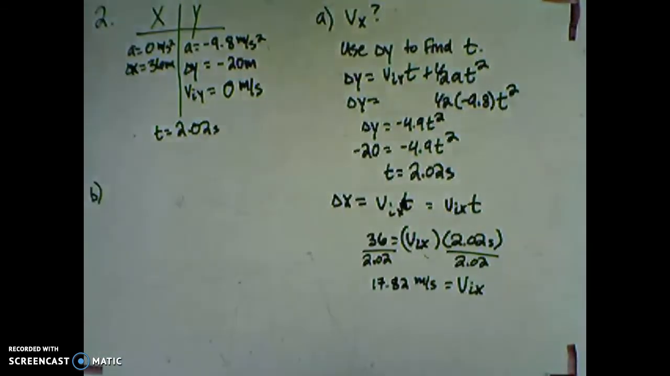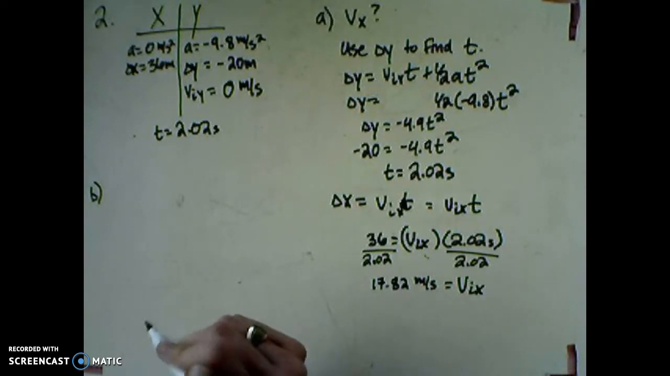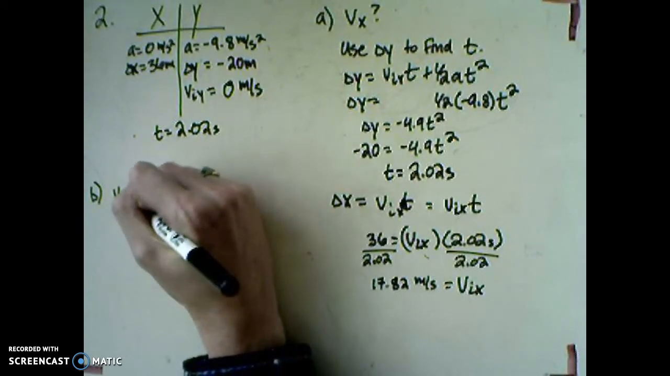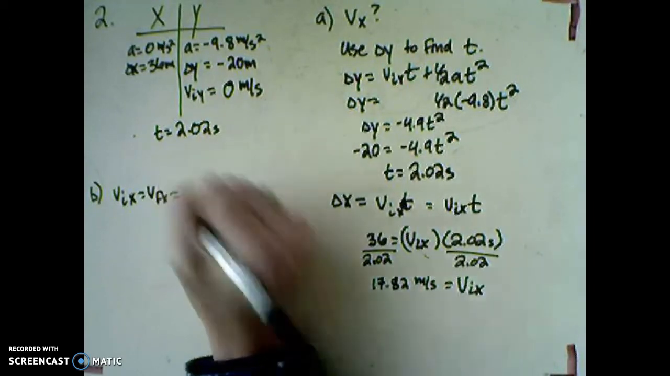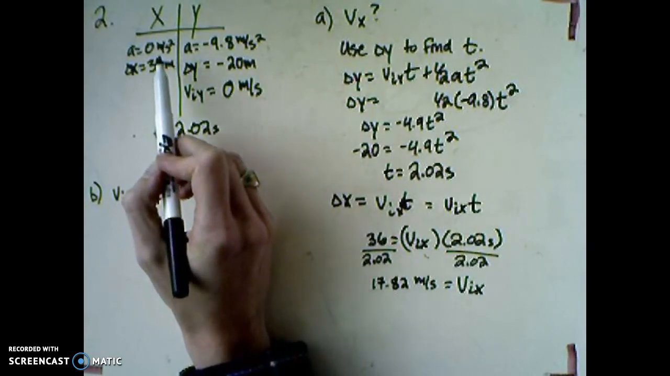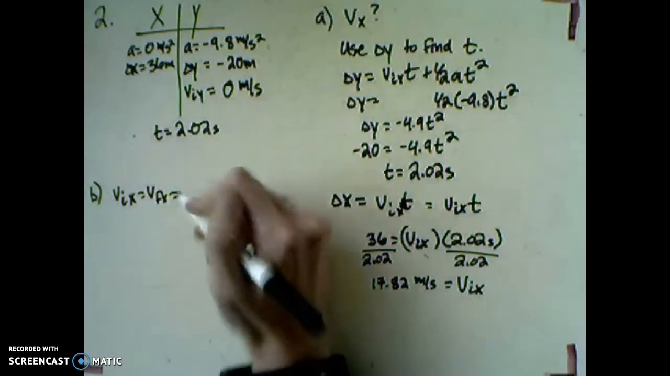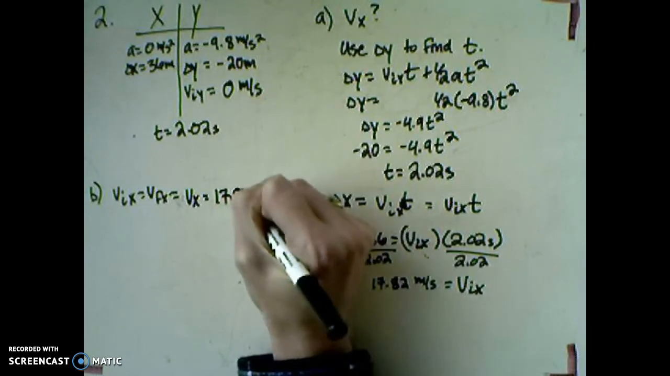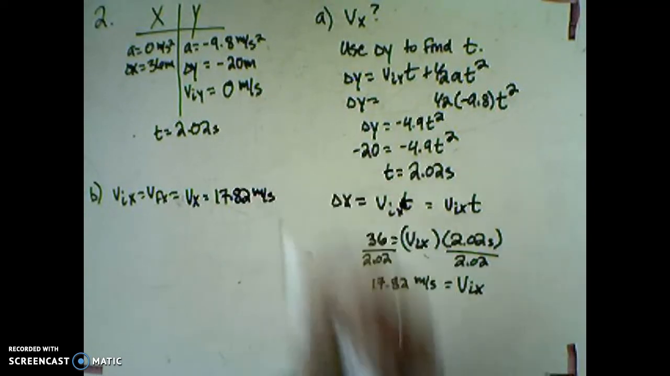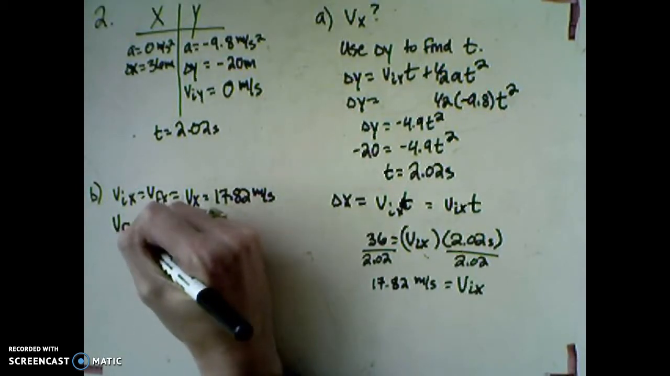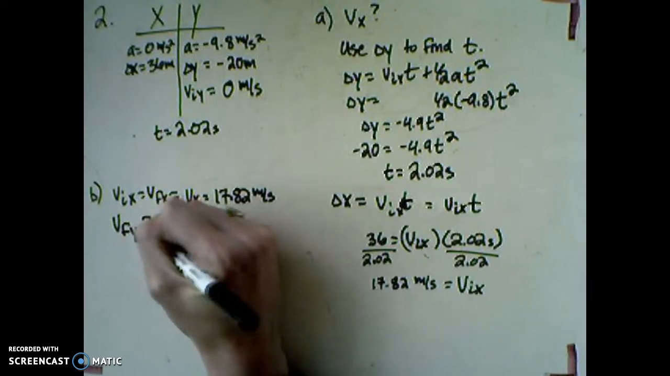For part B over here, I need to figure out the speed and angle of impact. Well, I just found my x velocity, and remember, my vix is my vfx because there's no a, right? By definition, a is the change in velocity. Well, if a is 0, that means velocity doesn't change. So my vx is still 17.82 meters per second at the end of the problem. So what I need to find, just like in number 1, is vfy.